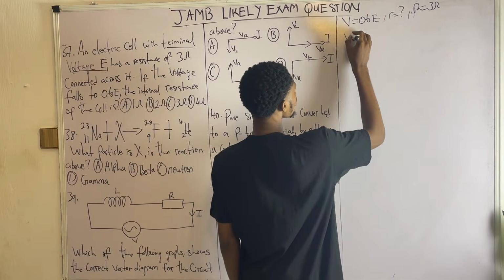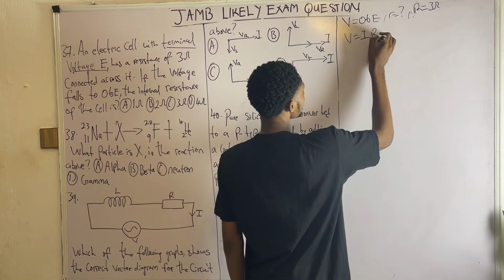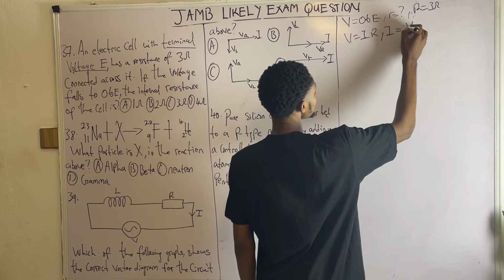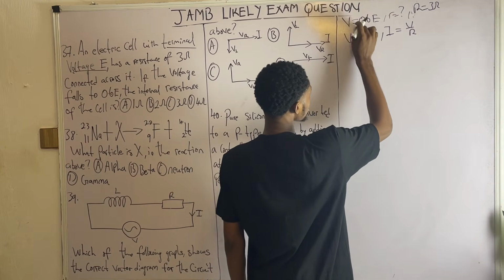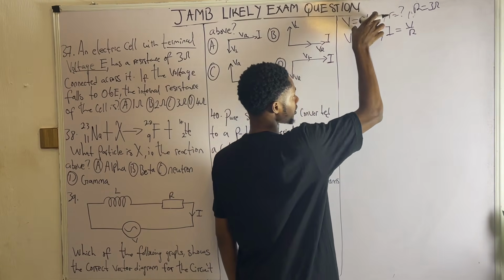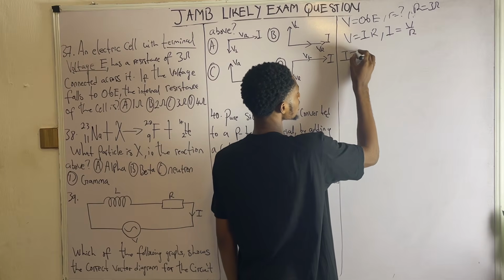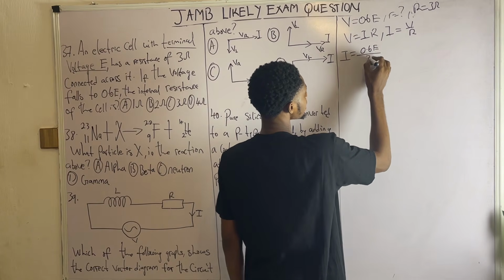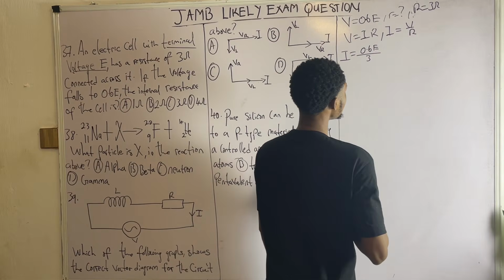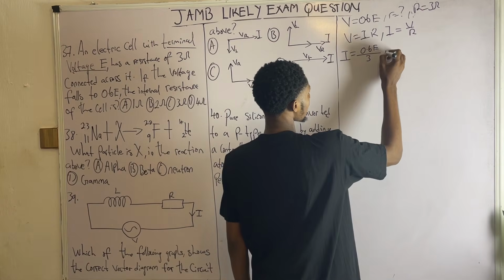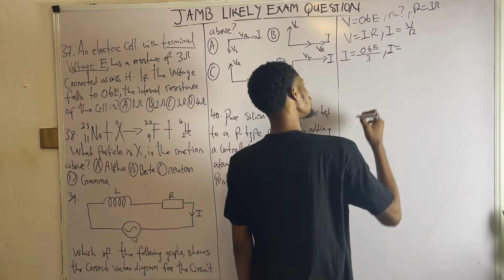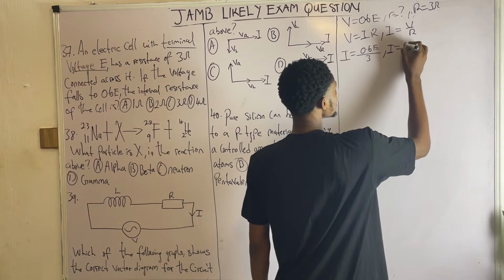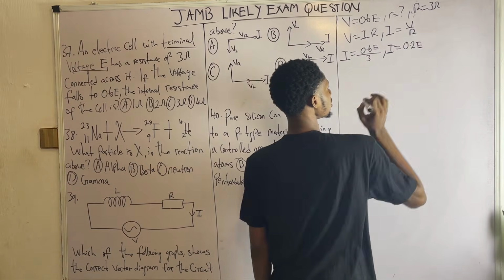Now, from Ohm's law, we know V is equal to IR, right? From here, we can make I the subject, and I will be equal to V over R. So according to the parameters given, we're going to have I is equal to 0.6 E over R, which is 3. When you divide this, you're going to get I equals 0.6 divided by 3. That will be 0.2 E.